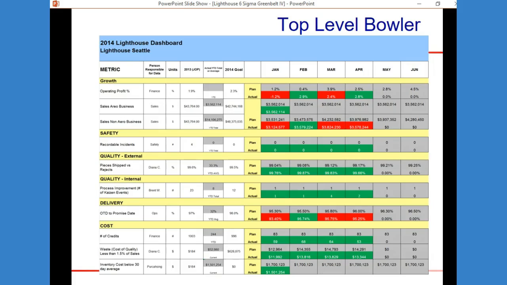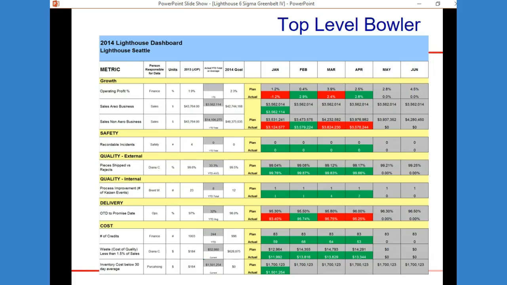So at Boxmaker, we measure, of course, operating profit. Here, we're looking at measuring our aerospace and our non-aerospace business. We're looking at sales, safety, quality, both internal and external. We're looking at our on-time delivery, and we're looking at cost. So we were looking at the number of credits, how often we had to give money back to the customer, which is really expensive, our waste cost, and then our inventory cost. So anytime we wanted to keep our inventory below a 30-day average, anytime we were above that number was red.